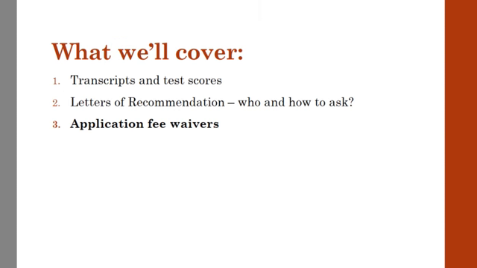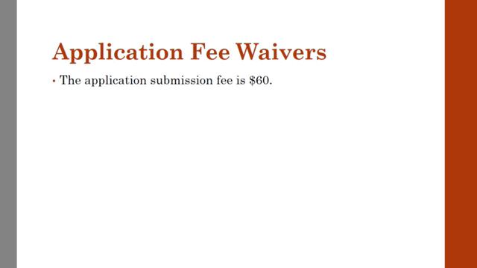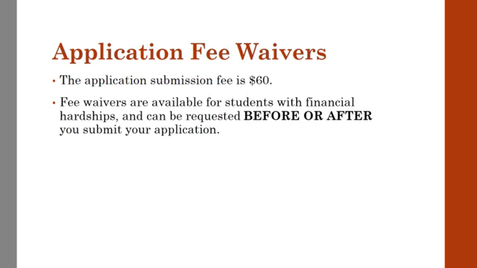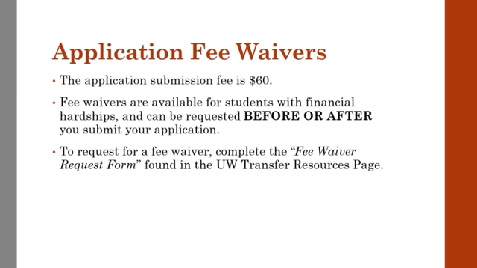Lastly, we will cover requesting an application fee waiver. The application submission fee for most UW system schools is $60. Fee waivers are available for students and can be requested either before or after you submit your application. To request this waiver form, be sure to check out the link in the UW Transfer Resources page below.